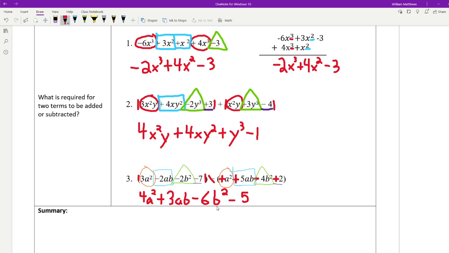So in this problem, you needed to make sure that you distributed the negative throughout the parentheses, which means you are simply changing each term's sign from a positive to a negative and a negative to a positive.